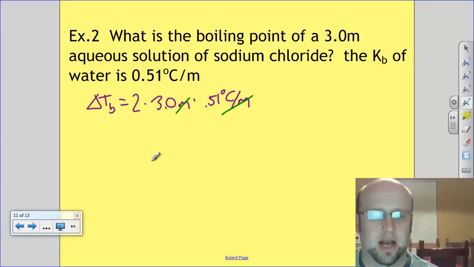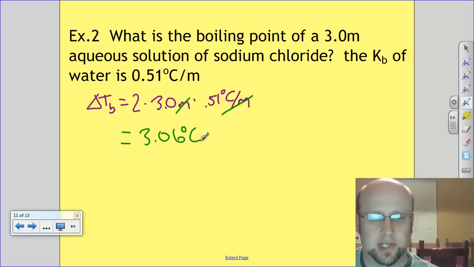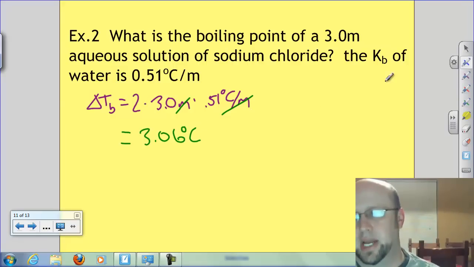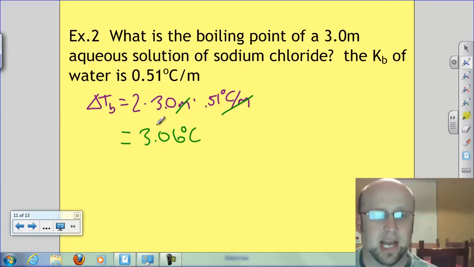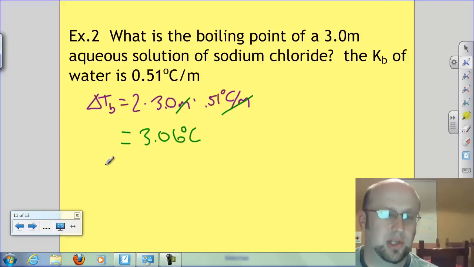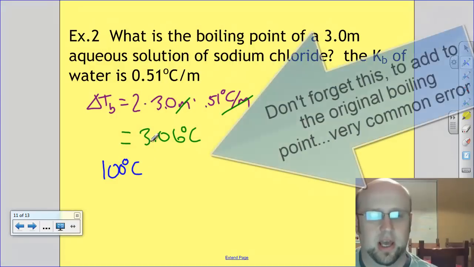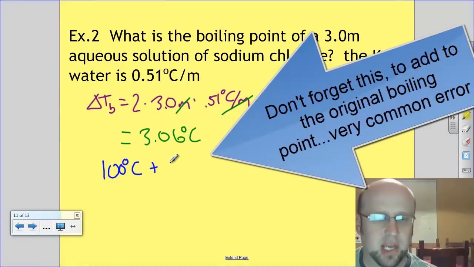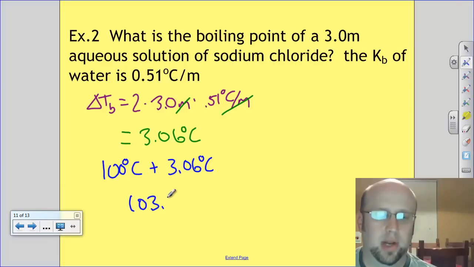Molal cancels out. We plug that into our calculators, and we get 3.06 degrees Celsius. Okay, now, just as we said the last time, this is the change in boiling point. This is not actually the new boiling point. So what's the normal boiling point of water? It's 100 degrees Celsius. And so I'm going to add my change in boiling point to it. And that means that my new boiling point is 103.06 degrees Celsius.